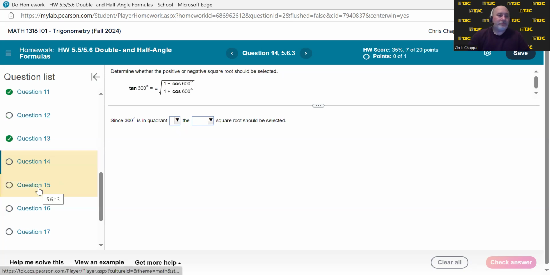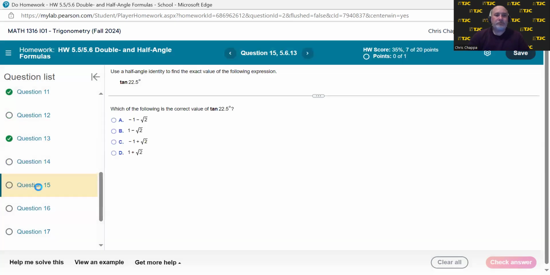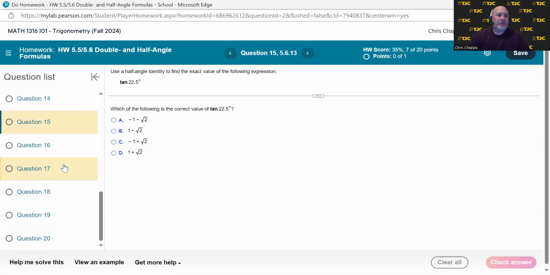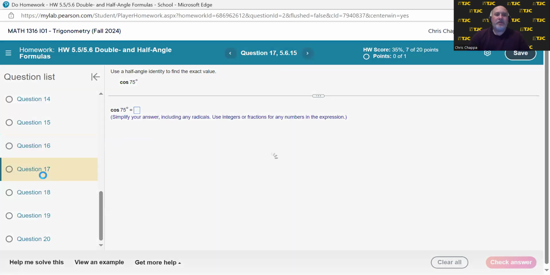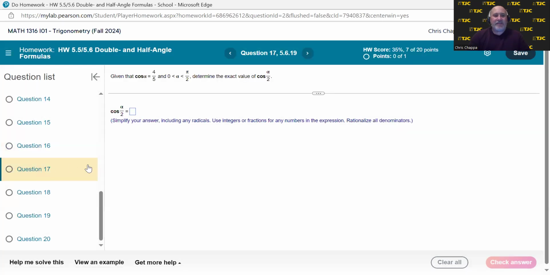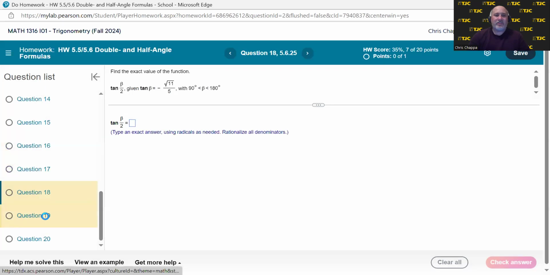14 is the same thing. All right, use a half angle identity to find the exact value. Let's see what we have down here. Find a value, given this, find that, and I bet the rest of them are given this, find that.